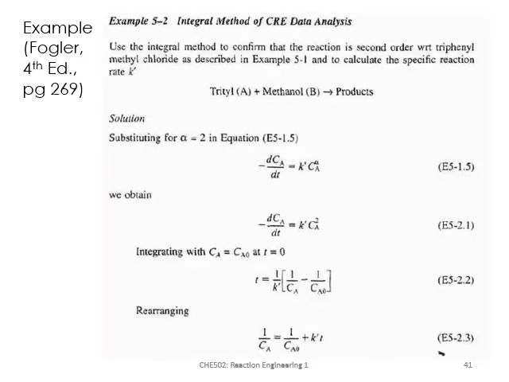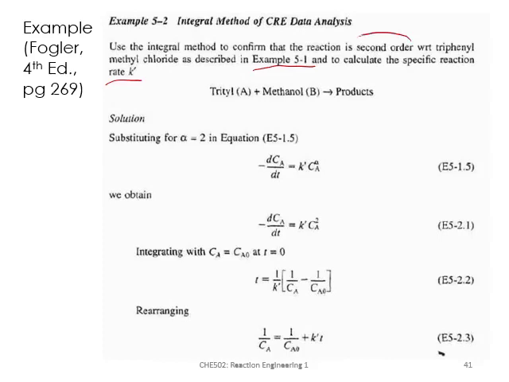So this is an example in Fogler, page 269. Integral methods of CRE, chemical reaction engineering data analysis. Use the integral method to confirm that the reaction is second order with respect to triphenyl methyl chloride as described in example 5-1, and to calculate the specific reaction rate k prime. Basically this is a similar example. You are working on similar data, example 5-1, but using a different method, that is the integral method.